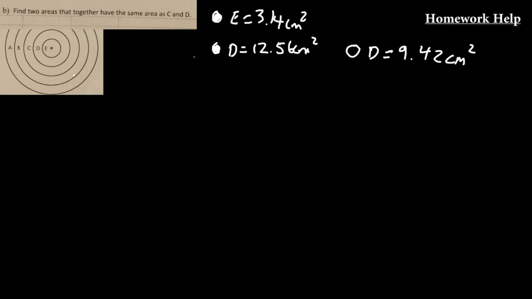Now, for part B, it says find 2 areas that have the same area as C and D. I'm not quite sure what your teacher wants here, but we can solve for everything we can, and then maybe something will make sense. So the area of circle E is 3.14 centimeters squared. The area of circle D is 12.56 centimeters squared. Annulus D is 9.42 centimeters squared, which is just circle D subtracted by circle E. So let's calculate circle C and see what we get.